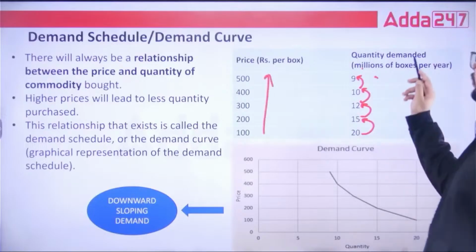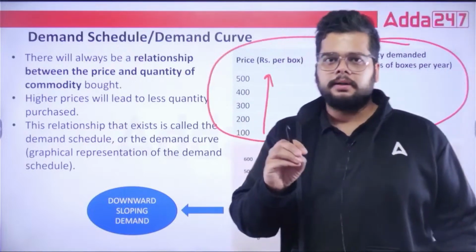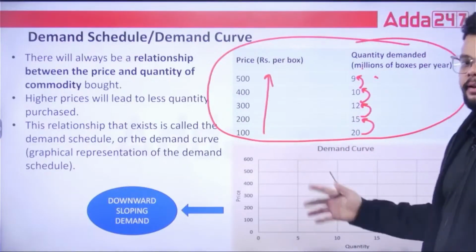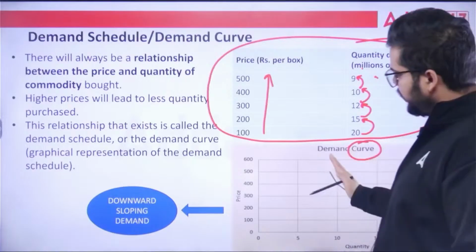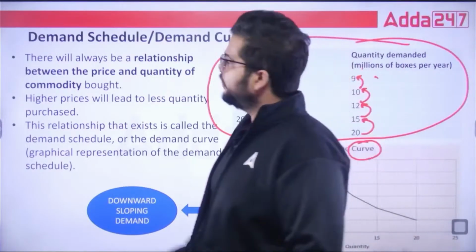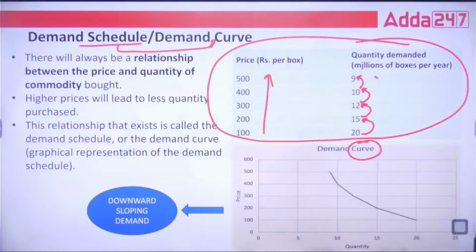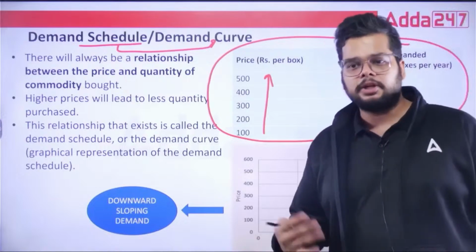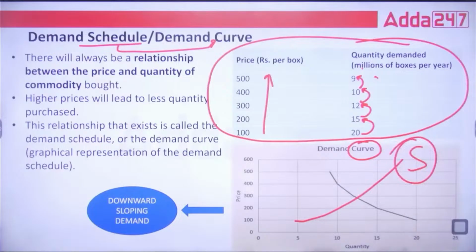Now once you have this particular data with you and plot these data points on a graph, that is the graphical representation of this table, you will get what? A curve which is downward sloping. So this graphical representation of the demand schedule will be known as the demand curve. So for demand, it will be downward sloping. When you talk about the supply schedule, it will be upward sloping like this, the red one being the supply curve.